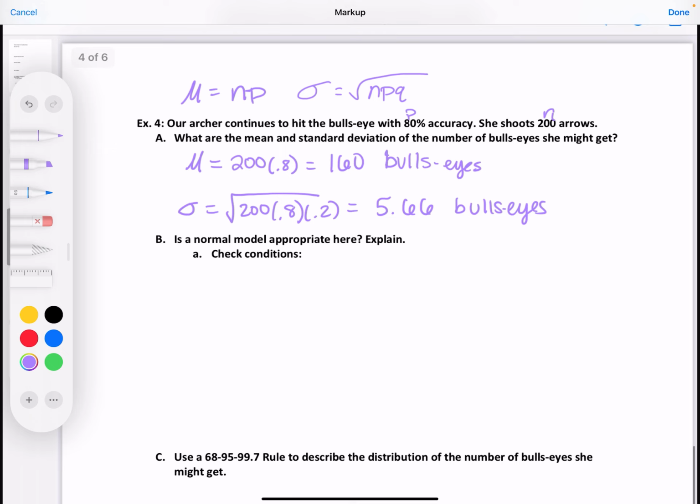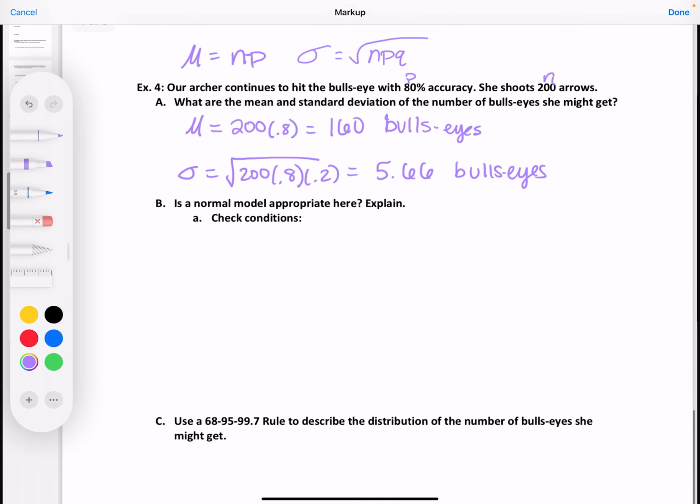All right, so is a normal model appropriate here? We're going to check the conditions. Wait, whoa, this is way back there. The normal model, isn't that the weird thing? These are the ones that we talked about the other day. We need that n times p is greater than 10, and that n times q is greater than 10.